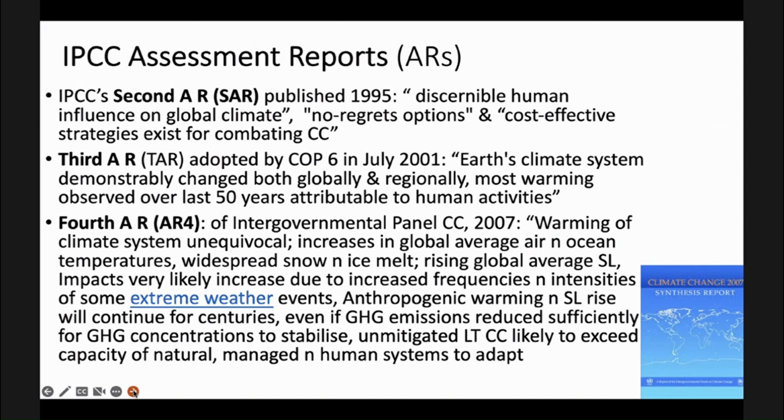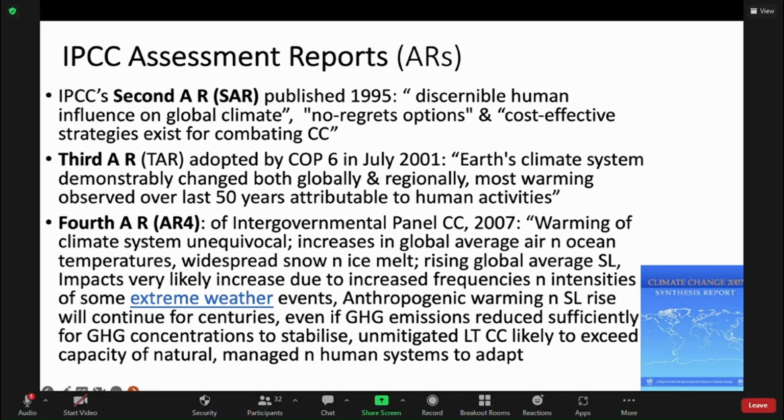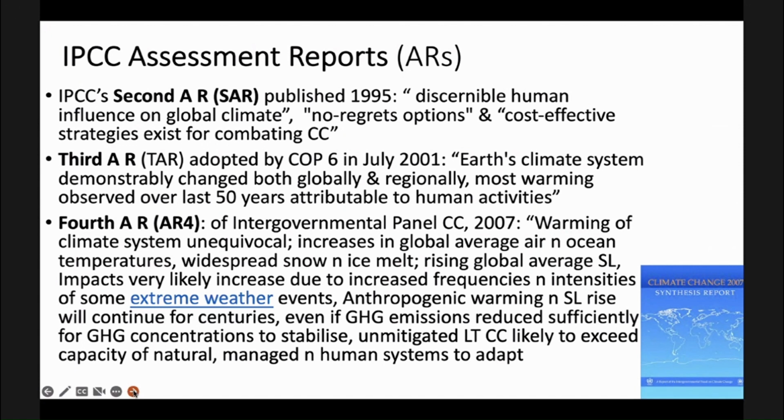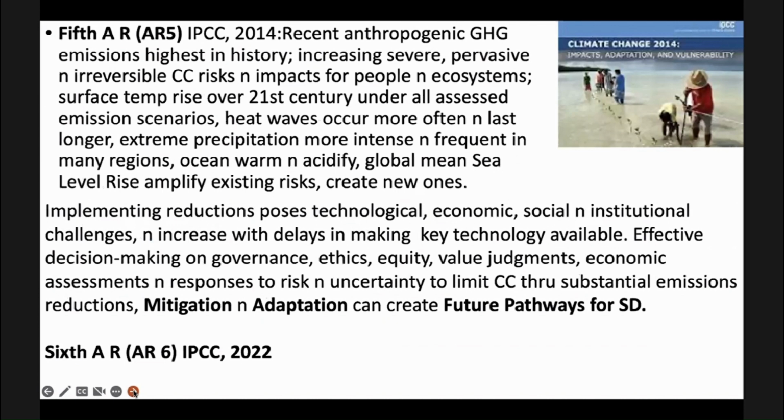The 4th assessment report in 2007 talked about the clarity that there was warming of the climate system, increases in global average air and ocean temperatures, widespread snow and ice melt, and sea level rise. And these impacts are likely to increase. And it talked about anthropogenic warming, extreme weather events, sea level rise, which will continue for centuries, even if we reduce GHGs. Next slide. And I've flagged some of the reports.